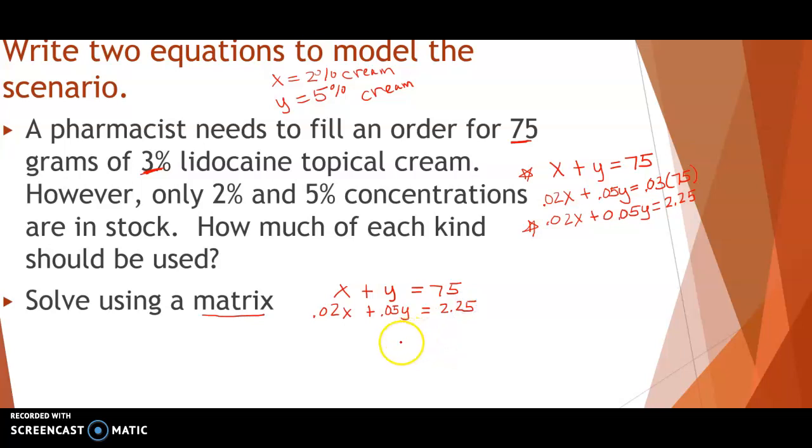And then to get this into the technology, which our calculator can do or a computer can do, we create a matrix. And a matrix is simply a way to organize the numbers. So with a matrix in math, we use a square bracket to indicate the matrix. And each row is equal to an equation. And each column is equal to a variable.